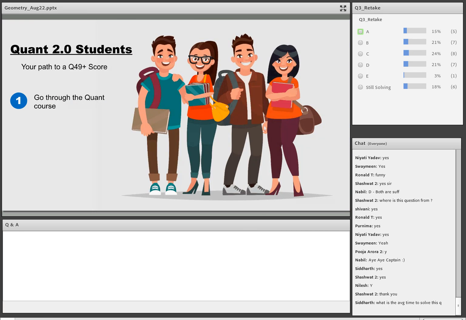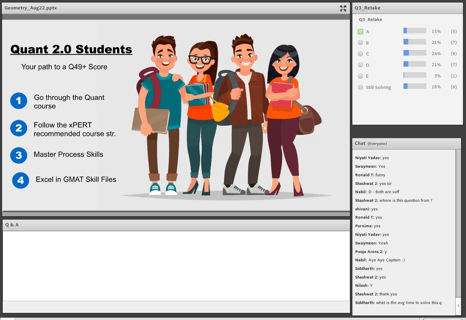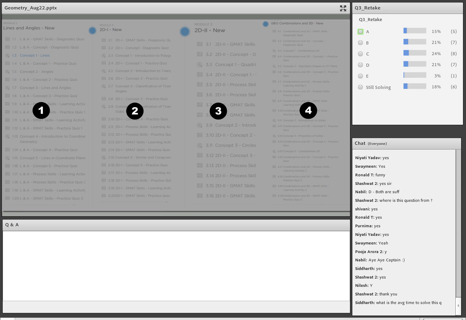As a next step, I want all of you to go through the Quant course, follow the expert architecture that's recommended by the course structure itself, master the process skills, and then excel in the GMAT skills files to ensure that you solve questions effectively. We have very exhaustive learning material, so if you are not good, the course would help you get there. It's a complete promise from our end.